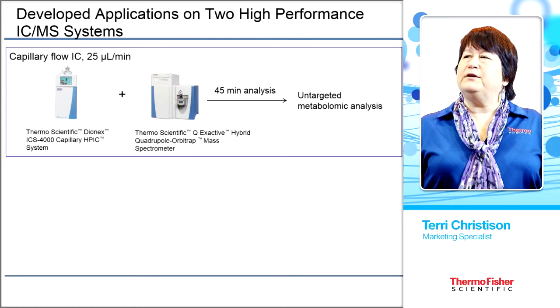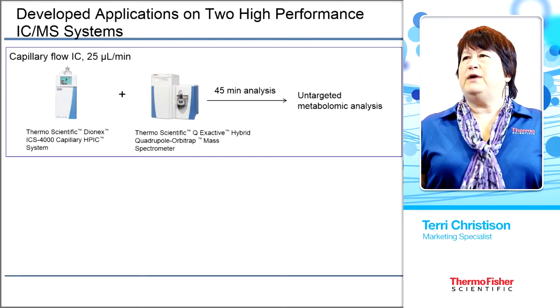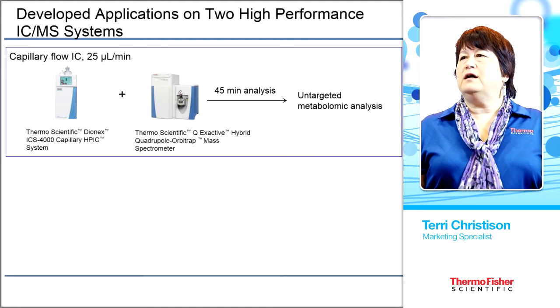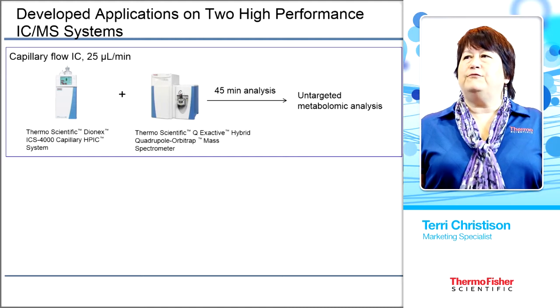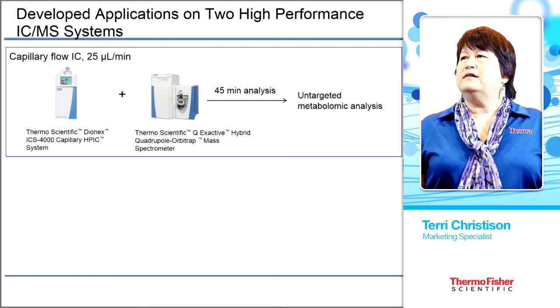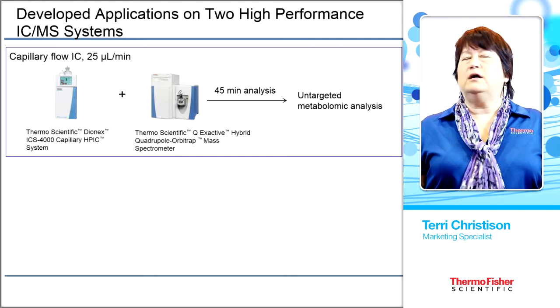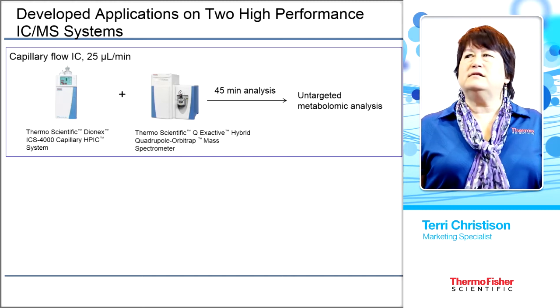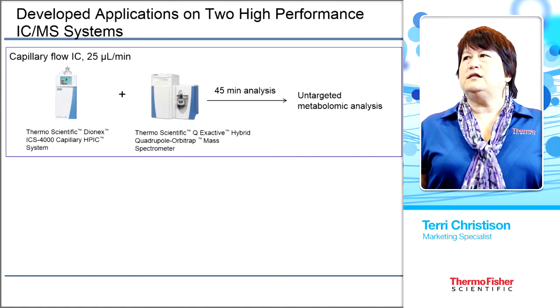We have 2 applications we've developed for metabolomics. We have a capillary IC system at 25 microliters per minute on the ICS 4000 HPIC system, coupled with the Q Exactive hybrid quadrupole Orbitrap mass spectrometer. It's a 45-minute analysis, and we used it for our non-targeted metabolomic analysis.